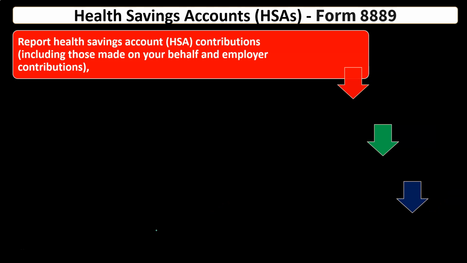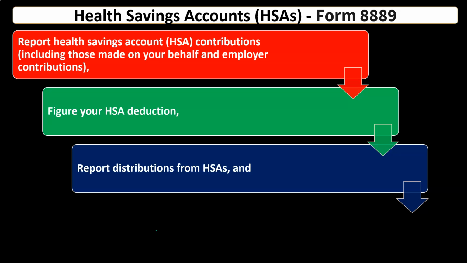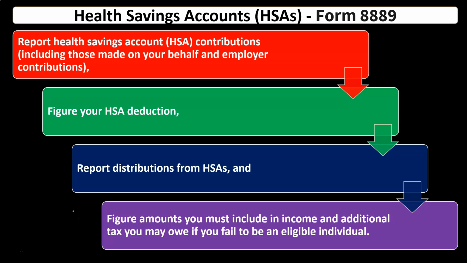We'll take a look at those two separate scenarios and how they might look in the tax software in the following presentation. So, health savings accounts, HSAs, Form 8889. Report health savings account, HSA, contributions, including those made on your behalf and employer contributions. Figure your HSA deduction, report distributions from the HSA, and figure amounts you must include in income and additional tax you may owe if you fail to be an eligible individual.